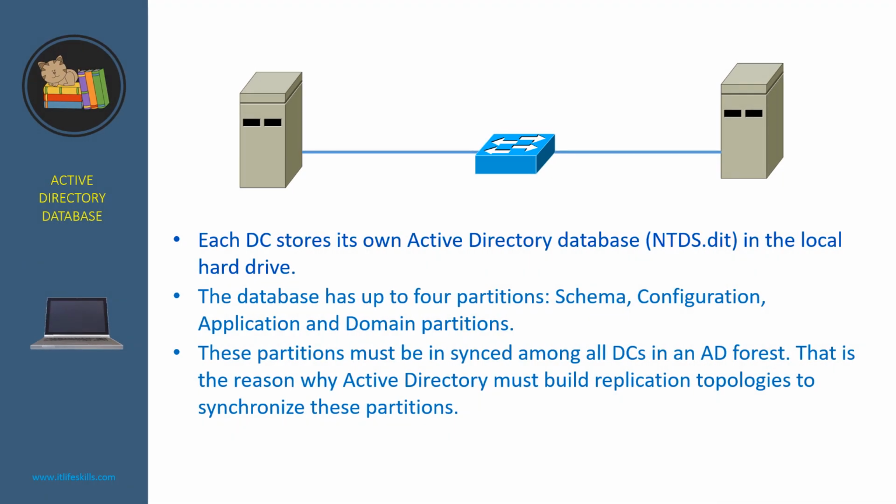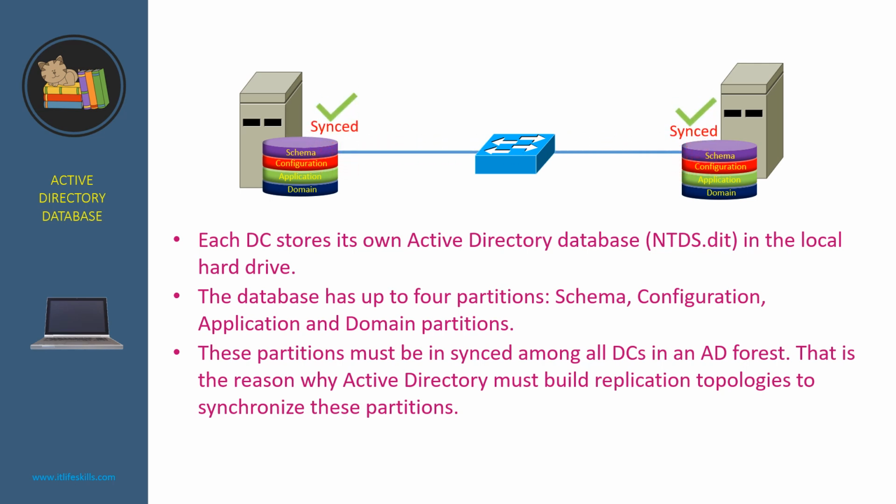As you may know, each DC stores its own Active Directory database, ntds.dit, in the local hard drive. The database has up to 4 partitions: schema partition, configuration partition, application partition, and domain partition. These partitions must be in sync among all the DCs in an AD forest. That is the reason why Active Directory must build replication topologies to synchronize these partitions.